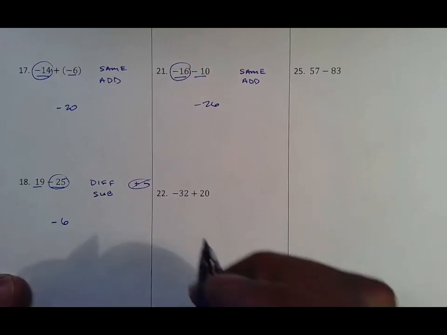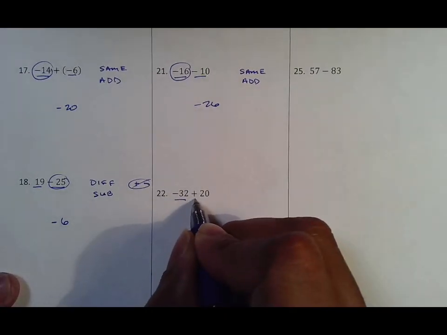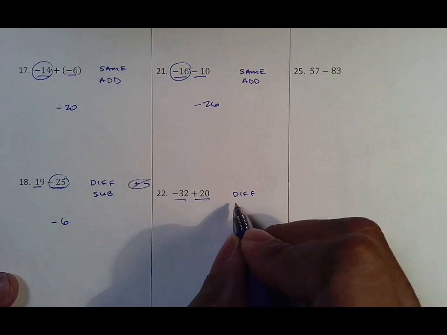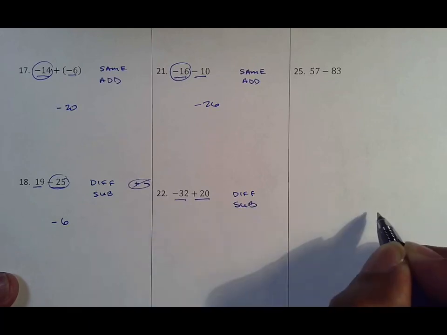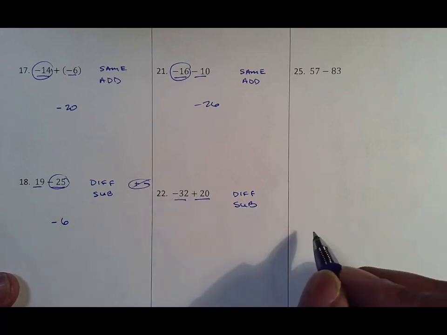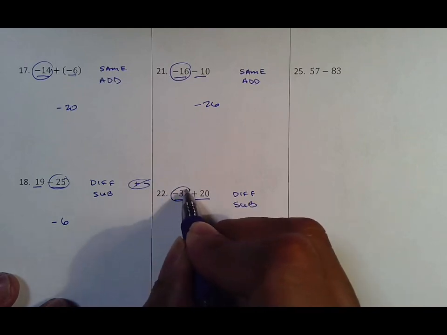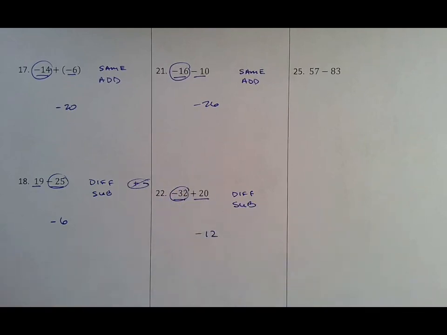Number 22. Negative 32, positive 20. Negative, positive, different. Because they're different, it means I'll have a zero pair, which means I subtract. 32 minus 20, those are what, about 12 apart? So that's 12. Bigger number's negative. Negative 12 is your answer.